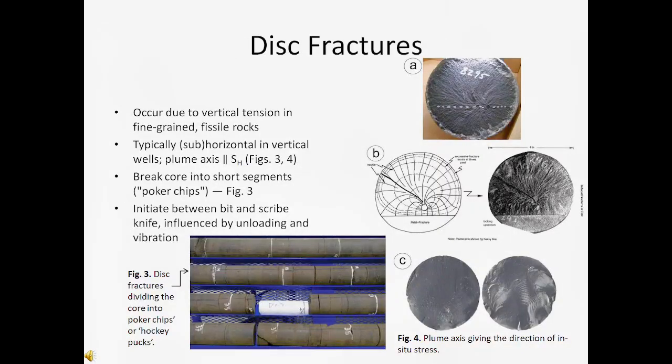Disc or cup-shaped fractures form due to vertical tension in fine-grained rocks, despite originating under compressive stress. These appear as subhorizontal features in vertical cores and often split the core into puck-like segments. The plume axis in these fractures aligns with SH, as shown in figures 3 and 4.